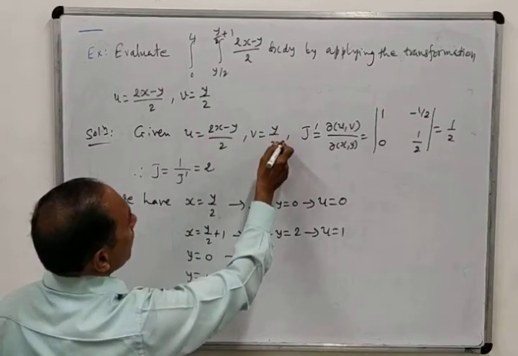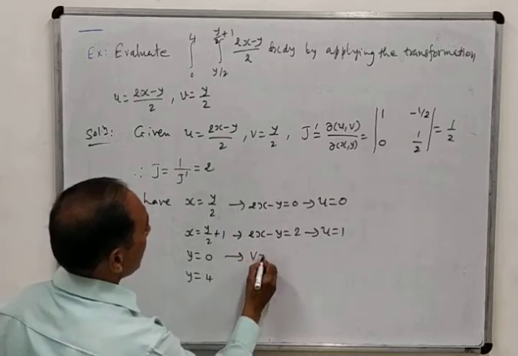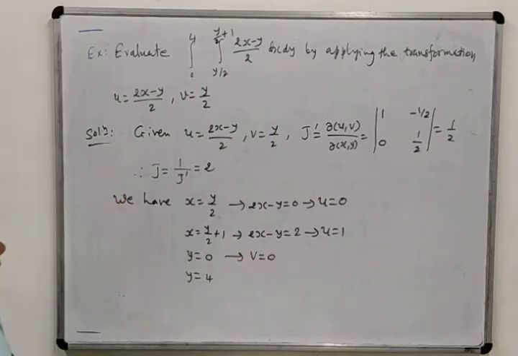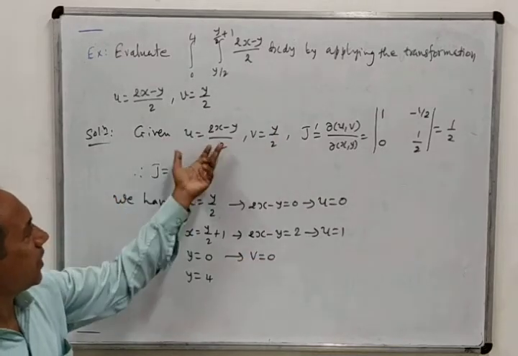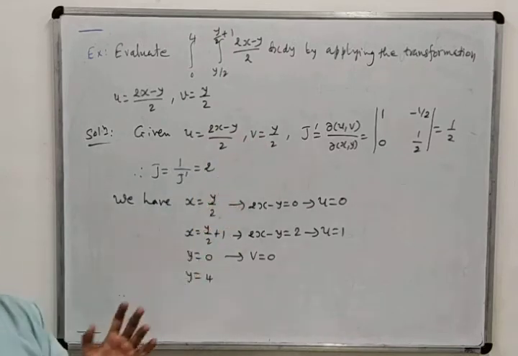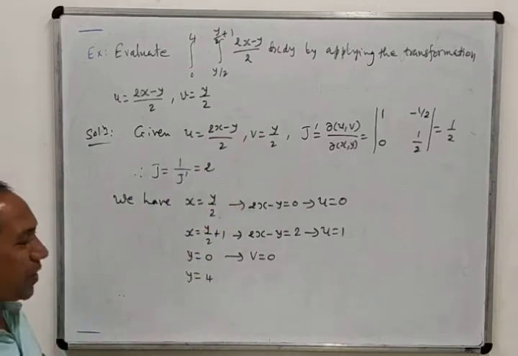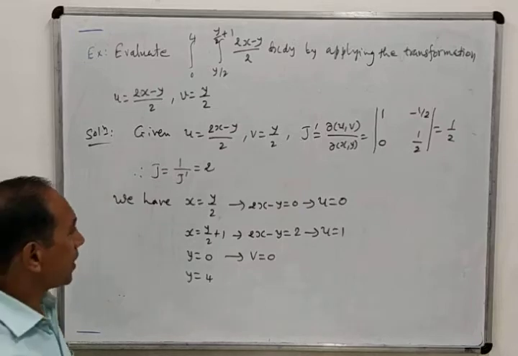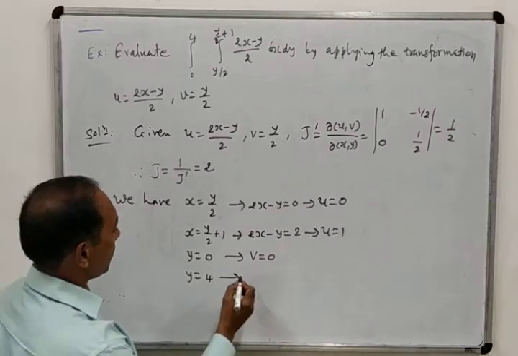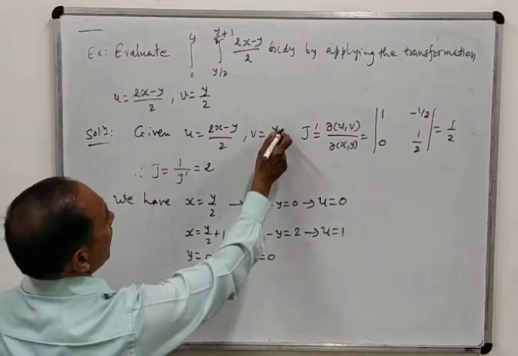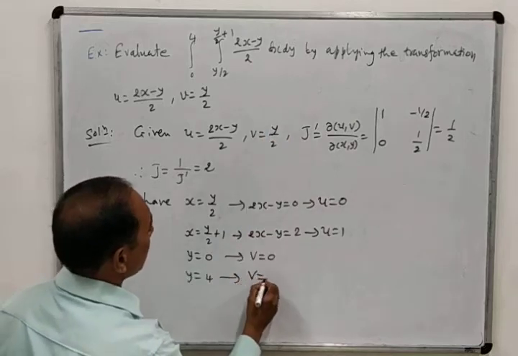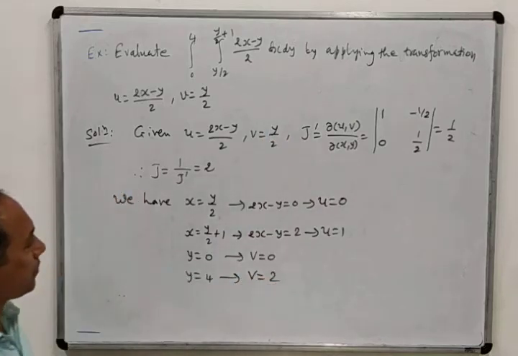Instead of this, if we put y equal to 0 over here, we can get v equal to 0 directly. If both contain x, then we can mix both equations to get a combination of u and v. But here we are getting the equations directly in terms of u and v. So y equal to 4. If we put y equal to 4 here, 4 by 2 is 2, that is v equal to 2.